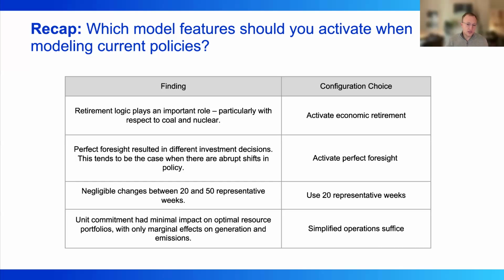We found negligible changes between 20 and 50 representative weeks per planning year. And so we might as well use 20 representative weeks and save on some compute. And finally, we found that unit commitment had minimal impact on optimal resource portfolios with only marginal effects on generation and emissions. And so simplified operations might suffice, but if you've got some compute to use, you can go ahead and use it there. And I think that's everything I have.